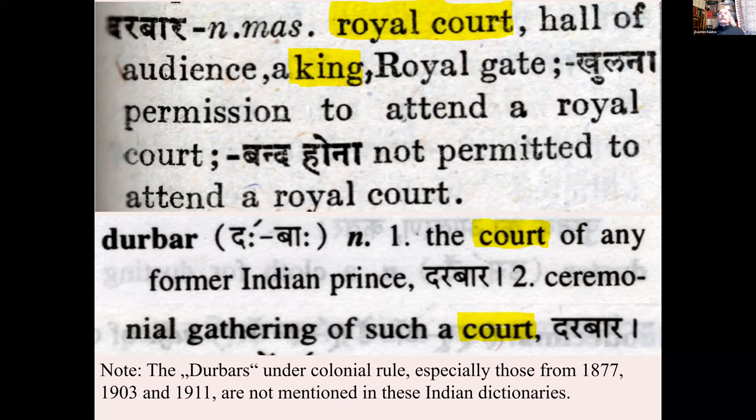So Maharaja, when you hear this, you think about Maharajas, of course, the kings, but there are different kings, as we shall say. Here you see a translation of the word Darbar, which is translated in various Indian dictionaries as royal court, which is correct, or a king.